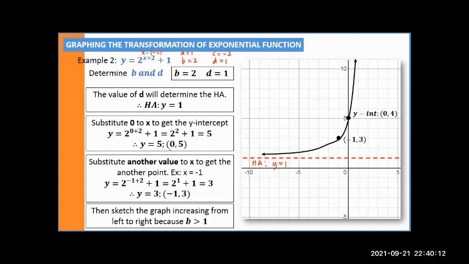Ito ngayon ang coordinate ng y-intercept. Kasi di ba x, y, nag-substitute tayo ng 0 sa x, ang value ng y, 5. So yan ang coordinate ng y-intercept, which is ito. Y-intercept is 0, 5. So palitan natin ito ng 0, 5.